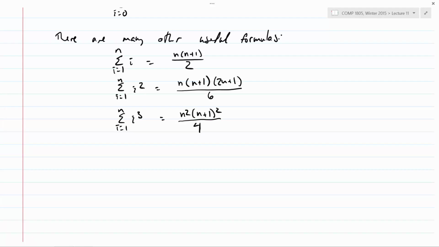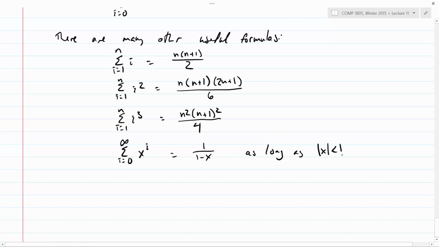We also have a few infinite ones, which was asked about earlier. The sum from i equals 0 to infinity of x to the i is equal to 1 over 1 minus x as long as the absolute value of x is less than 1. If it's not, then that sum is not anything in particular.